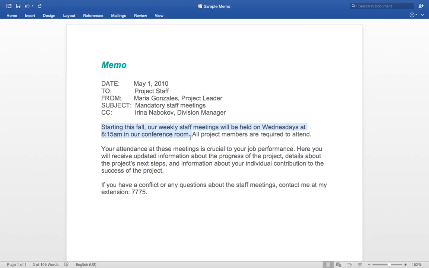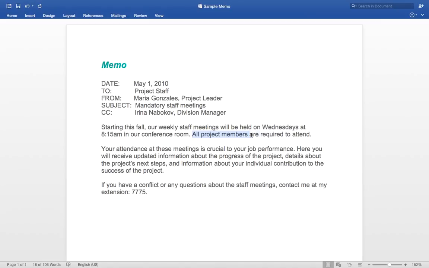And then the memo starts by directly addressing that subject. So if the subject is mandatory staff meetings, it tells us that beginning in the fall, all of these staff meetings, which are mandatory, where they're going to be held and when they're going to be held. It just gives us the details. So there's nothing extra here, nothing to get in the way of the meaning, nothing to distract you from what the writer, Maria Gonzalez, wants you to know, which is that you have weekly staff meetings, when they're going to be, and where they're going to be.